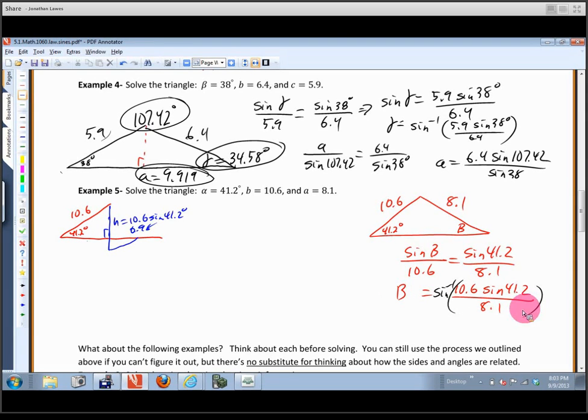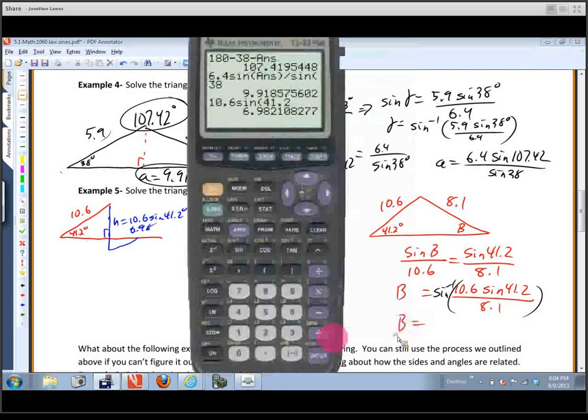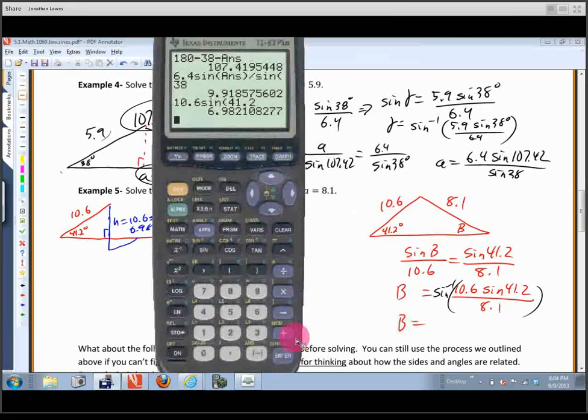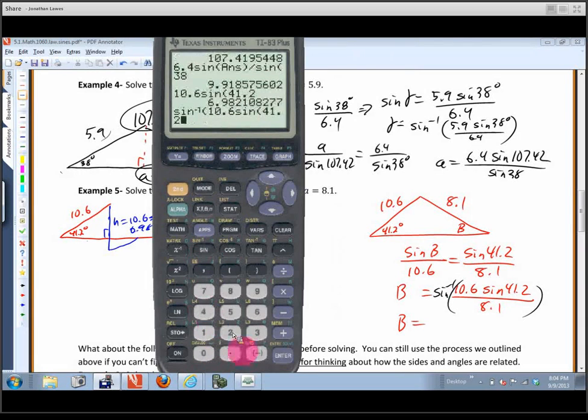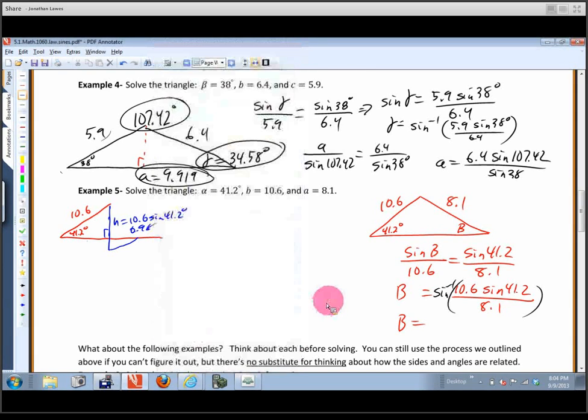Now, let's go ahead and find that on the calculator, and then we'll talk about how we'd finish this off and what the other case would be. So we're going to have sine inverse 10.6 sine 41.2, close the parentheses, then we've got to divide by 8.1. Okay? So we're going to get 59.541. Okay? So 59.541 degrees.